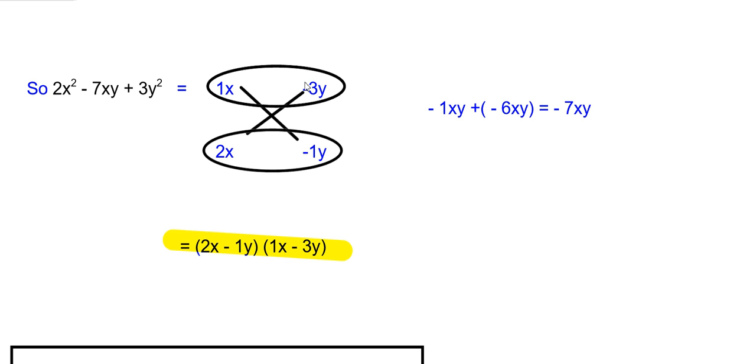So 1x and negative 3y go together, 2x and negative 1y go together. That means that these numbers go in a set of brackets, and you're going to use the sign that is assigned to your y value. So I wind up with 2x minus 1y and 1x minus 3y. The order of your brackets does not matter, so I can go 1x minus 3y times 2x minus 1y, but the order of the numbers within your brackets does, so be very careful that you have them in the right order.